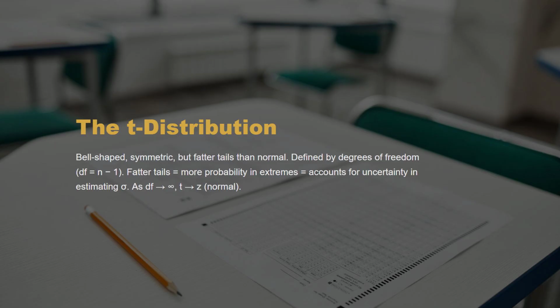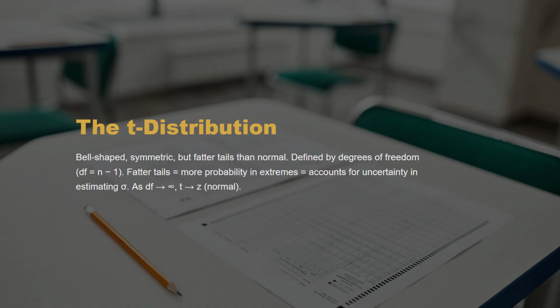The t-distribution looks like a normal distribution, bell-shaped and symmetric around 0. But it has fatter tails. Fatter tails means more probability in the extreme regions. This makes sense intuitively. Since you are estimating the standard deviation, you have extra uncertainty. The fatter tails account for that extra uncertainty by making extreme outcomes more probable.